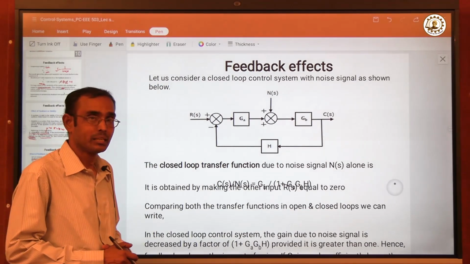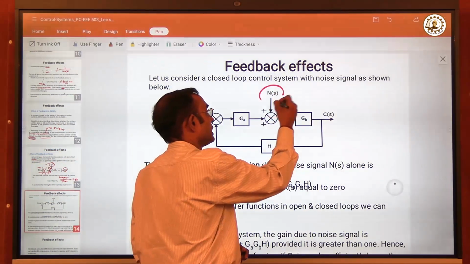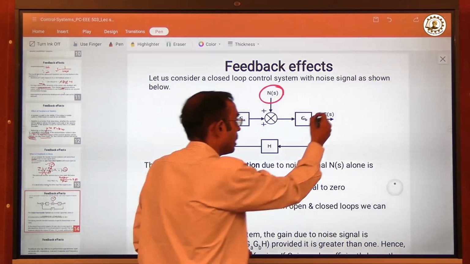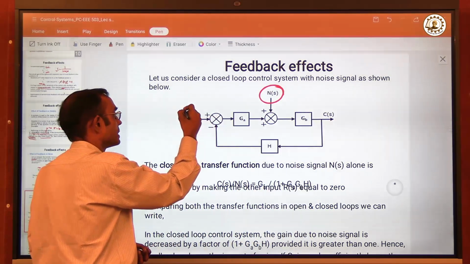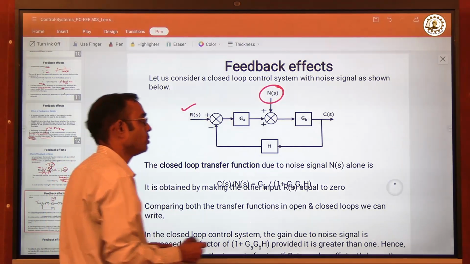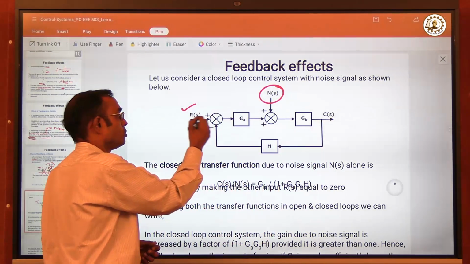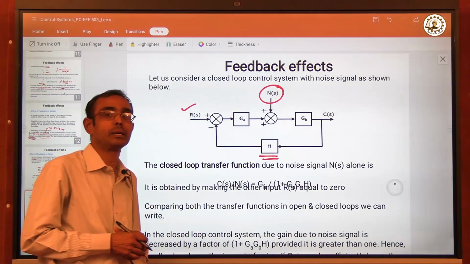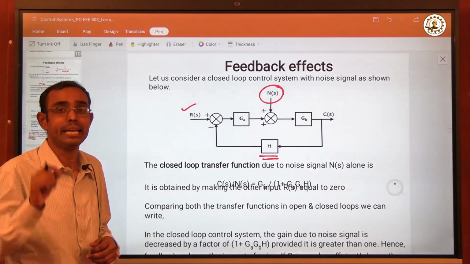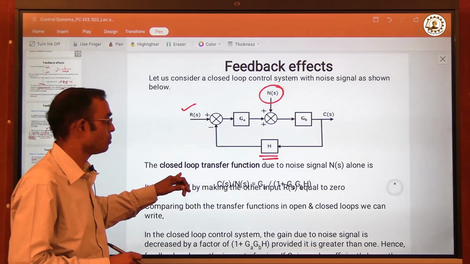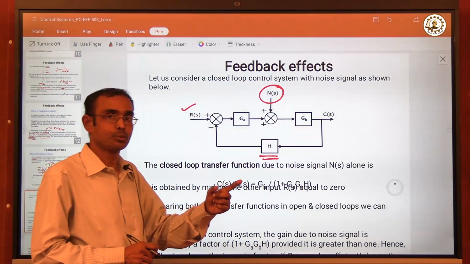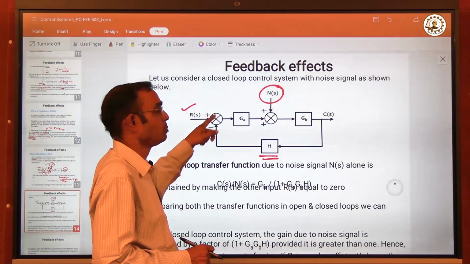In the second case, this noise is present once again, but now we are connecting the output with the input, and this RS is present now with a finite value. Output is connected to compare with the input RS via this feedback path having feedback path gain H. Now the closed loop transfer function due to noise signal alone, previously it was open loop transfer function, now the closed loop is connected.